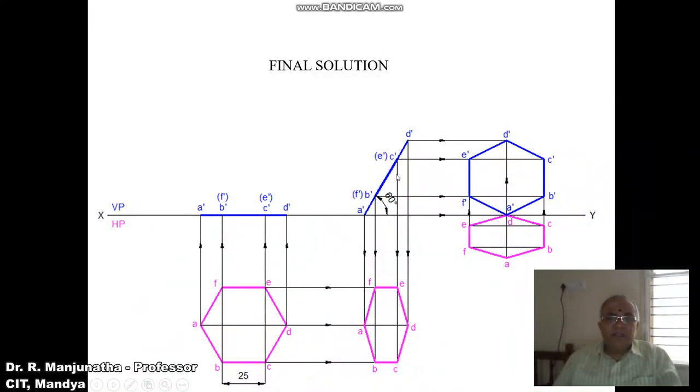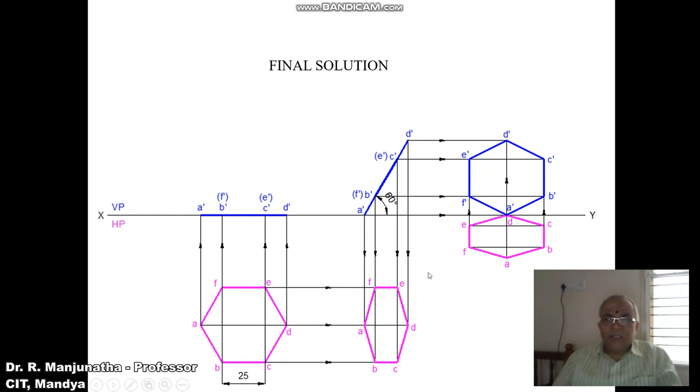Similarly, draw a vertical projector from C dash and E dash and draw a horizontal projector from C and E. Both these two points are going to intersect at this point C and at this point E. Then mark A, B, C, D, E, F, and join A to B, B to C, C to D, D to E, E to F, and F to A with a dark line.